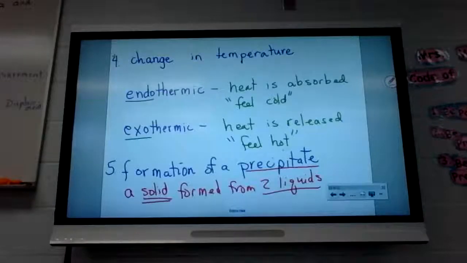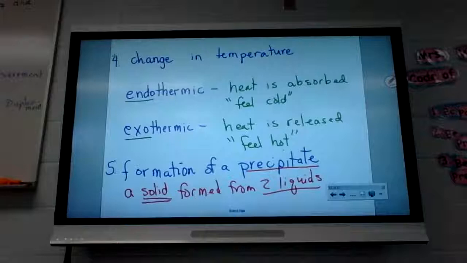I hope. Did you change temperature? When you mixed it, did it suddenly get really hot? No. And did it make a solid because you mixed two liquids together? No. Then you did not have a chemical change. That's a physical change every day of the week. Okay? One of those five has to happen. You might have two, but you have to have a minimum of one. Okay? Now, we're going to practice. Not for very long before I have to assign homework.